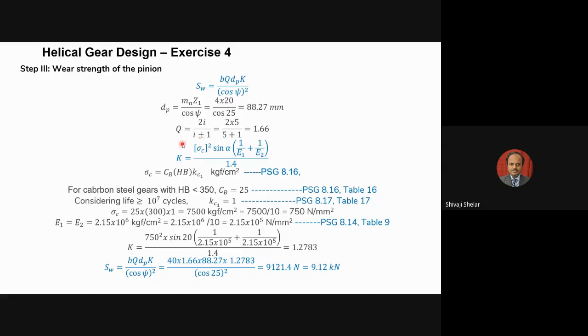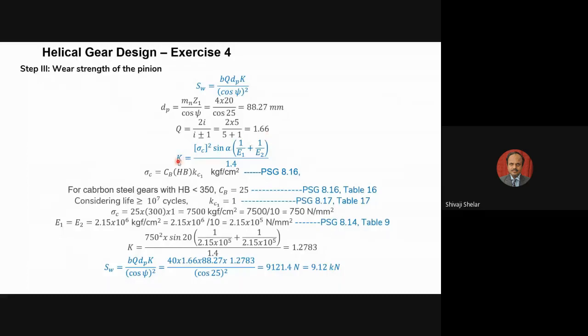Then the ratio factor is available from your PSG data table, page 8.14, where this formula is also available, and this formula is simple to remember. It is 2 ZG upon ZG plus ZP, or 2I upon I plus 1. Since I is here 5, we put that value and we get the ratio factor here as 1.66.